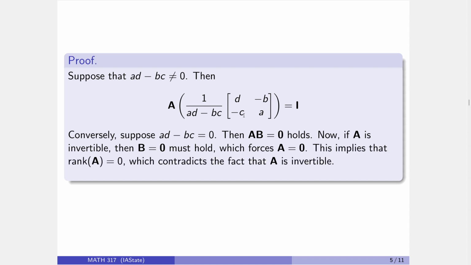And that means the rank of A is 0, but that means A can't be invertible, because as we proved, invertibility means you must be full rank. So A can't be invertible. So if the magic number is non-zero, then we are invertible. We have a formula for the inverse. And if you are invertible, then the magic number must be non-zero, because if the magic number is 0, then our matrix is not invertible.